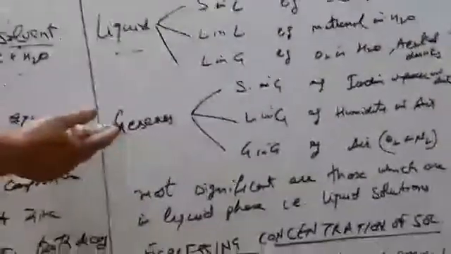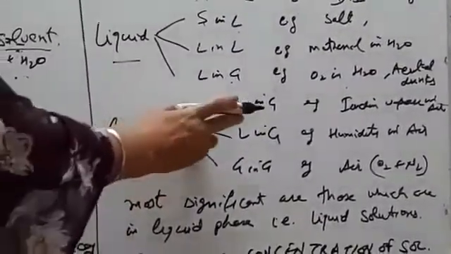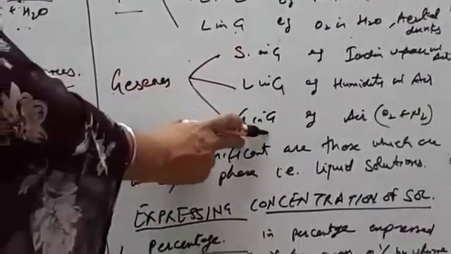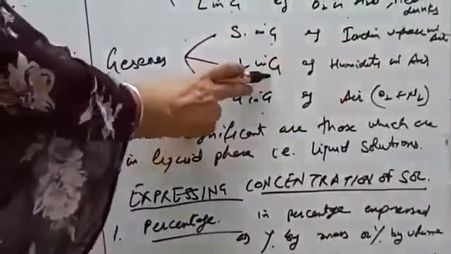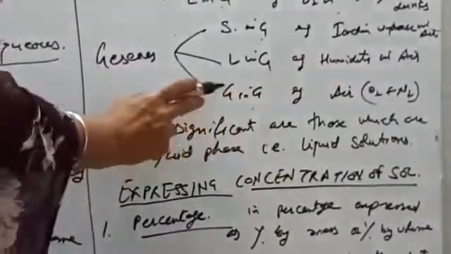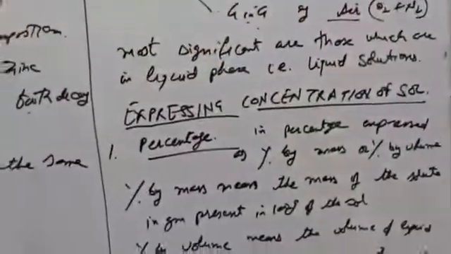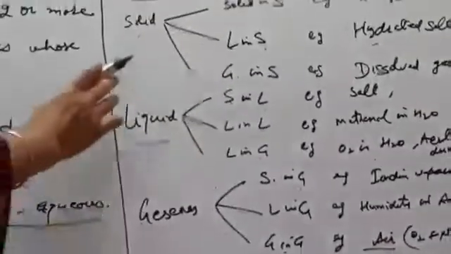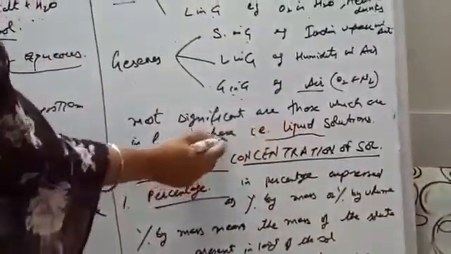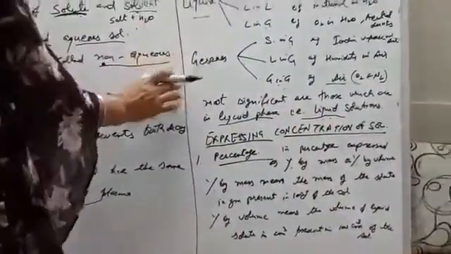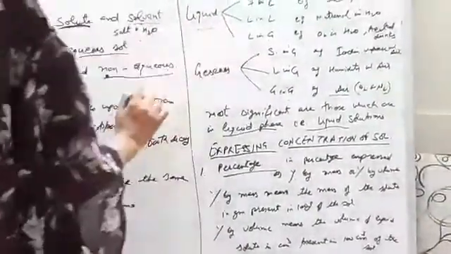Next, the state is gaseous. Again further 3 types: solid in gaseous, liquid in gaseous and gaseous in gaseous. Solid in gaseous, example is iodine vapors in air. Liquid in gaseous, like humidity present in air. And gaseous in gaseous, example is air, oxygen or nitrogen. So mainly these are of 9 types. Out of these 9 types, the main 3 are those in which the solvent is in the liquid phase. It means liquid solutions are important.